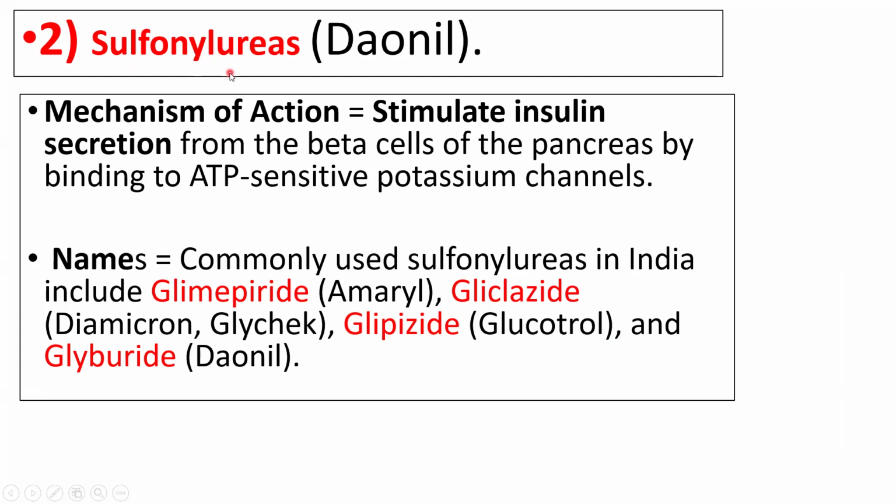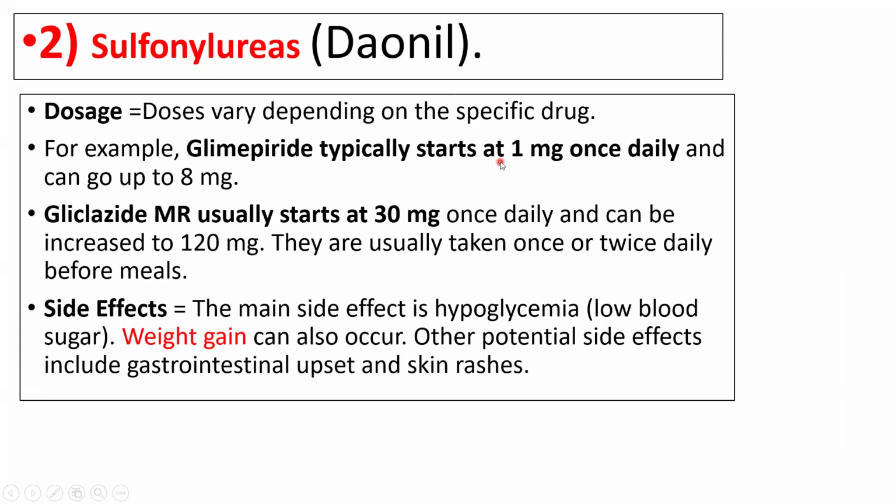I repeat, generic names you must remember: glimepiride, gliclazide, glipizide, glyburide are all sulfonylureas, stimulating insulin, stimulating beta cells of the pancreas. Brand name: Dionil.